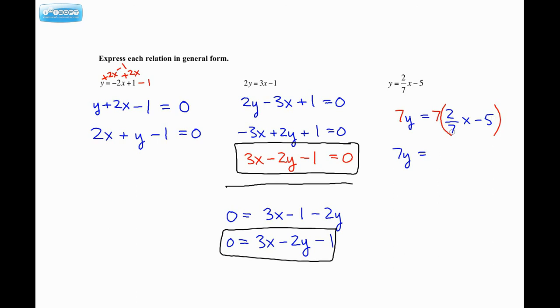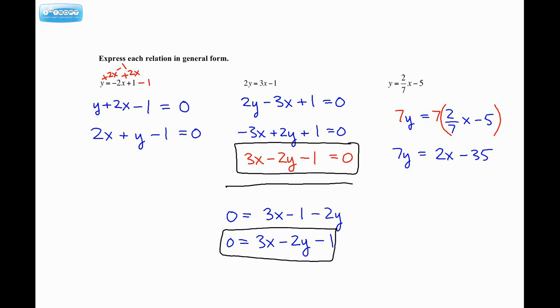So 7 times 2 over 7. Well, the 7s just cancel. That becomes 1 over 1. So the only parts remaining are the 2 and the x. So this becomes 2x. 7 times negative 5, watch your signs, that is minus 35.